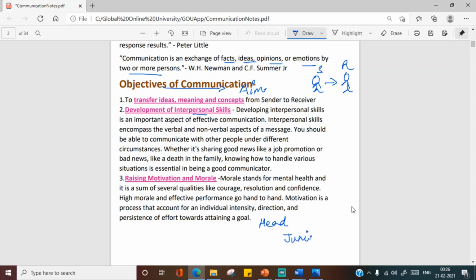You tell them that okay, if you work hard this time, if you achieve this particular target, we will get you promoted. Okay. So, how do you get this? Through communication. Through communication, we can motivate people, we can increase their morale. So, communication is a kind of encouraging factor when you are working in an organization.